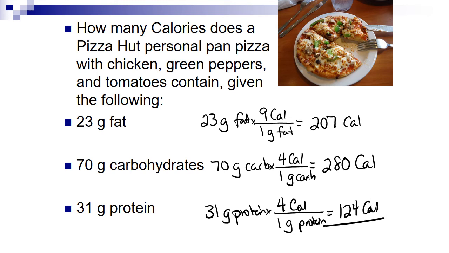And then we're just going to add those together. And when we add them together, we find out that that little personal pan pizza is 611 calories. Now, in the next slide, we're going to talk a little bit about how much that is of your daily intake. So most diets are actually based on a 2,000 calorie diet. So that is just over a fourth of it. So you just can't have too many of those personal pan pizzas.